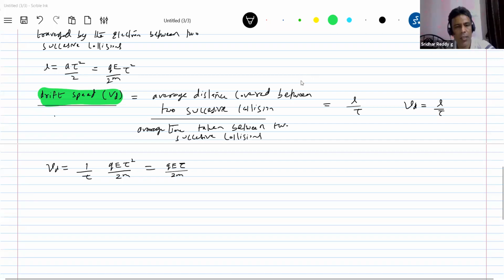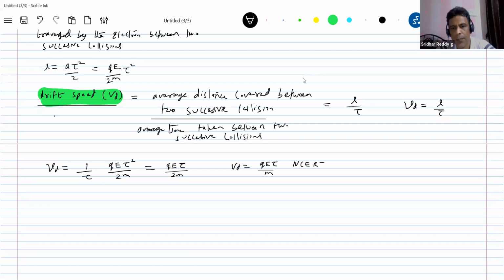Okay, fine. So there's the expression for the drift speed. What is tau? Relaxation time. m is the mass of the electron. q is the charge of the electron. E is the applied electric field. Or you go for the NCERT book only: qE tau by m. So I'll write down the formula, qE tau by m, in the NCERT book.